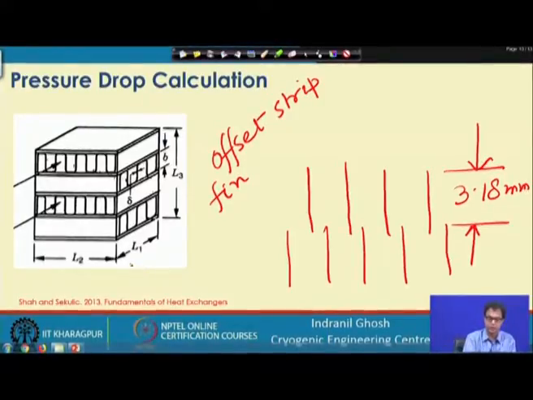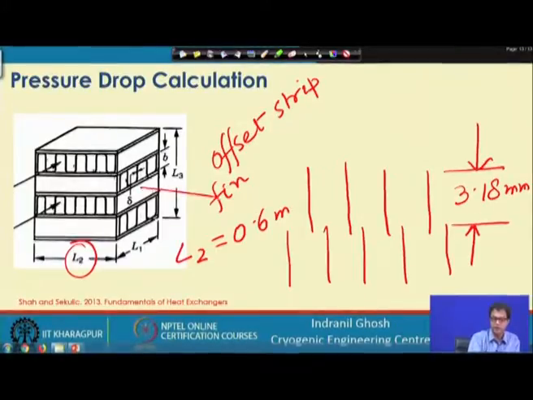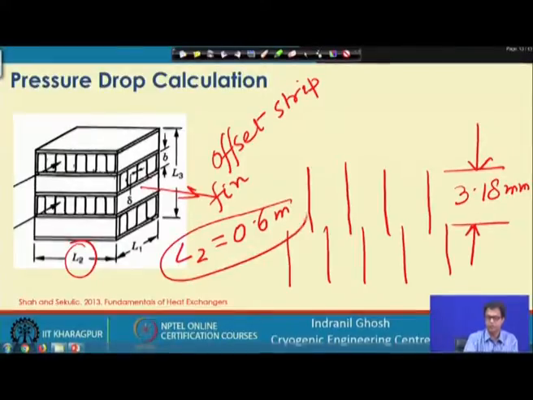And the airflow length, L 2, this L 2 is equal to 0.6 meter. So, the air is flowing in this direction and traversing a length of 0.6 meter, and we have to find out the pressure drop due to this airflow through 0.6 meter of airflow length.